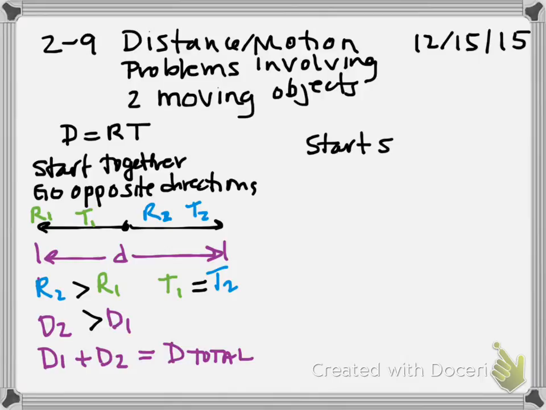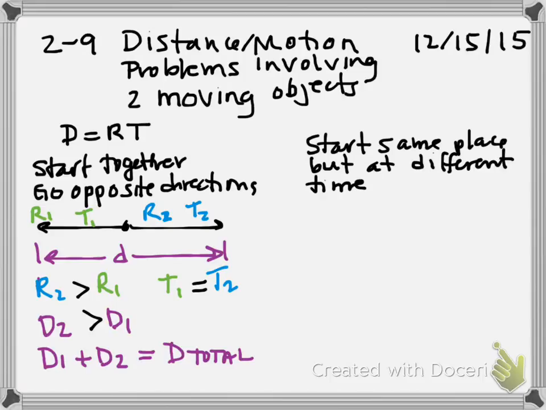Another scenario would be they start the same place, going the same way, but at different times. The question becomes, when are they going to be at the same location? So that kind of is weird. How can somebody leave after somebody else but then catch up to them? What would have to be true about the second person if they left later but they were able to get to the same location as the first guy?